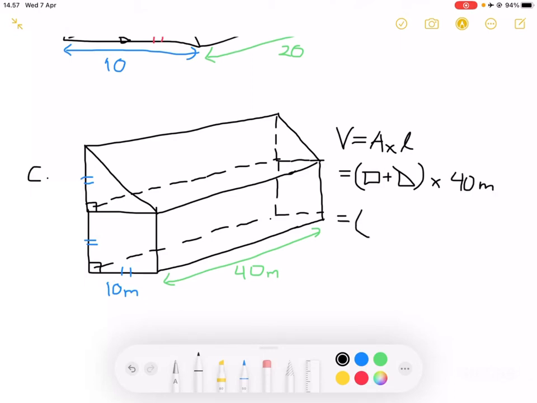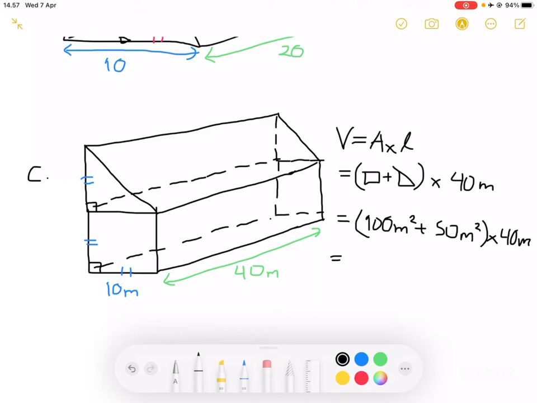Now the area of a square is just the length of its side squared, which will be 10 meters squared, which will be 100 meters squared. The area of a triangle is half the base times height. And in this case, the base and height are both equal to 10 meters. So that will be half times 10 times 10, which will be 50. So this will be 50 meters squared. All of that multiplied by 40.